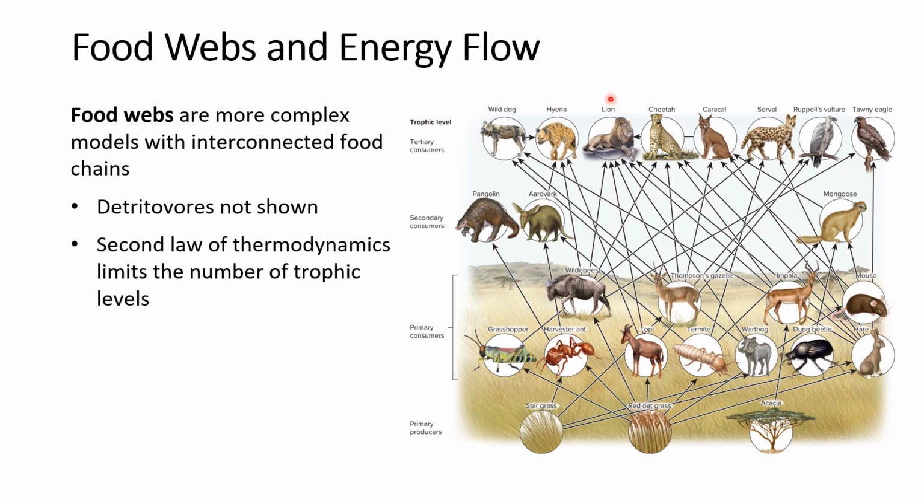Now, what's interesting is, notice there's not a quaternary consumer level or a fifth trophic level above the lion, the cheetah, and all these predators up here, because the second law of thermodynamics limits the number of trophic levels. And that's what we're going to take a look at next. Why is that? Why are there limited numbers of feeding levels in an ecosystem?